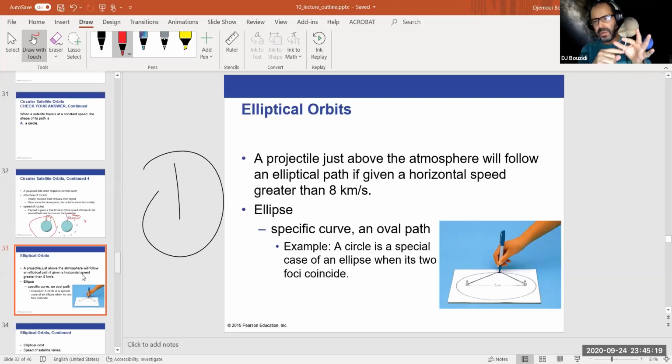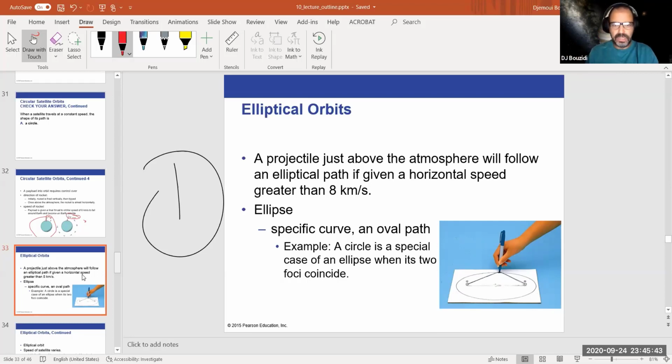Then take a marker or a pencil and push it against the paper, now that the string is fixed at the other end, and move the pen around, drawing your own elliptical path. Okay, you guys understand what the task is?